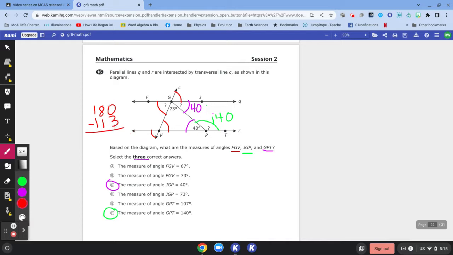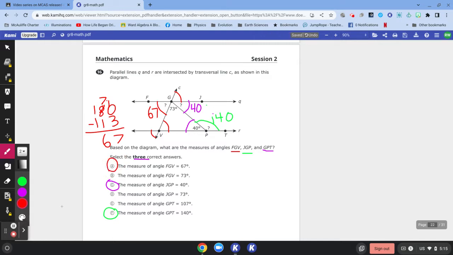Well, I'm going to borrow from the 8 to make a 10 here. So that's going to be a 7. And that's a 10. Okay, so that makes a 7. And that makes a 6. So 67 degrees. So this is 67 degrees. And so we find that FGV is 67 degrees, and that's our answer. And there we go. We're all done.